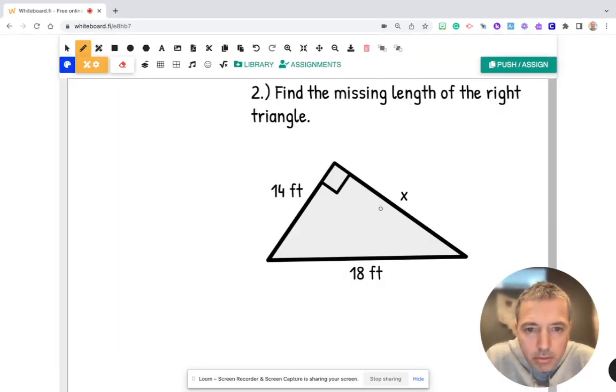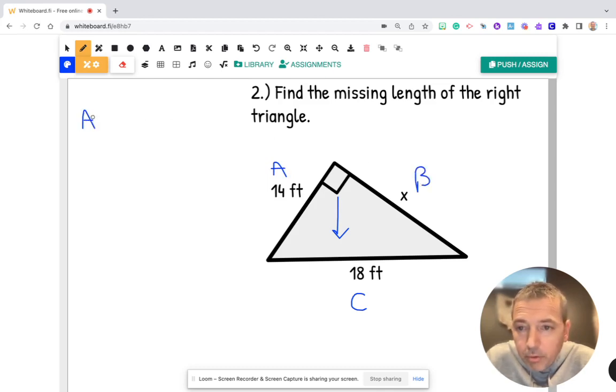So let's come over to the triangle, and we know that the side C is the one across from the right angle. So across from the right angle, this time we know side C, the hypotenuse, we know it's 18 feet. So that means we're missing A or B. So again, it doesn't matter which one we label which. So I'm going to label A is 14 and X is B.